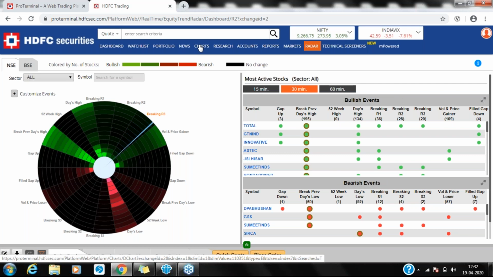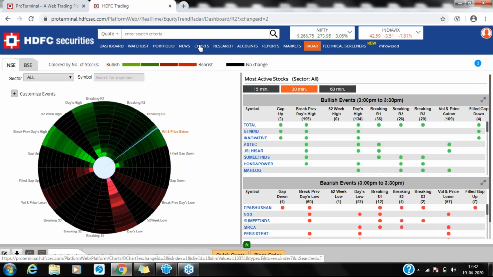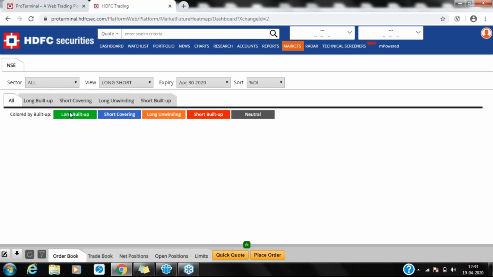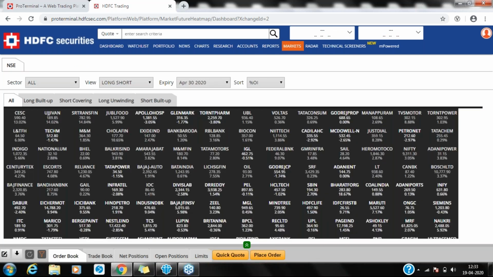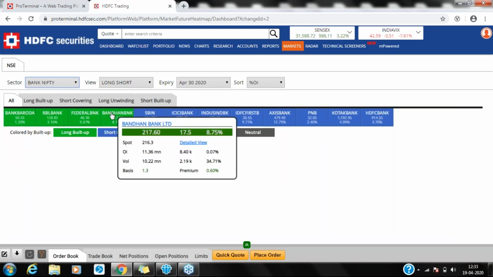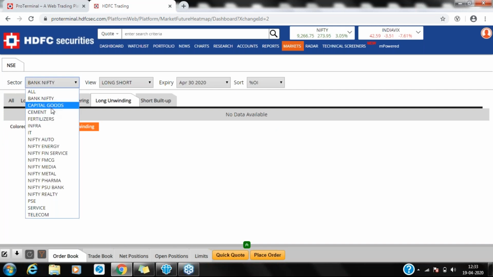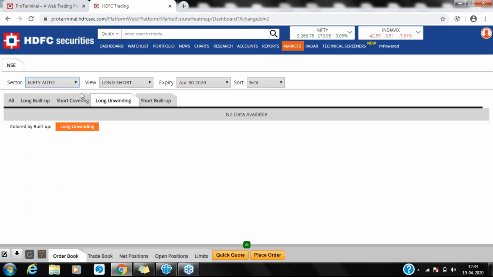Mr. Ramakrishna, I have a question. Explain long unwinding. So, Mr. Ramakrishnan, in a heat map, we have two important sections, which are long build-up and short build-up. Long unwinding basically means the stock which had a long build-up before, and now that long position is getting unwound. So now people are booking their profit or getting out of their long position. So this is what is meant by long unwinding.